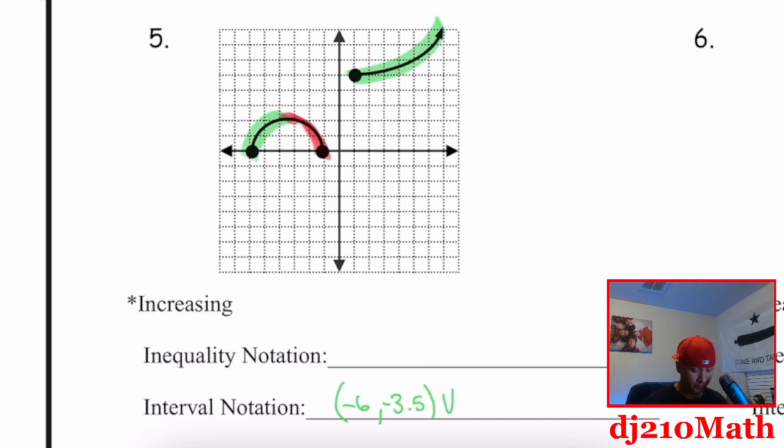Okay, so remember we always talk in terms of x. So this is going to be from 1 to infinity. Right, from 1 to infinity. And inequality, x is going to be in between -6 and -3.5. Also, x is going to be larger than 1. Right, x is greater than 1.